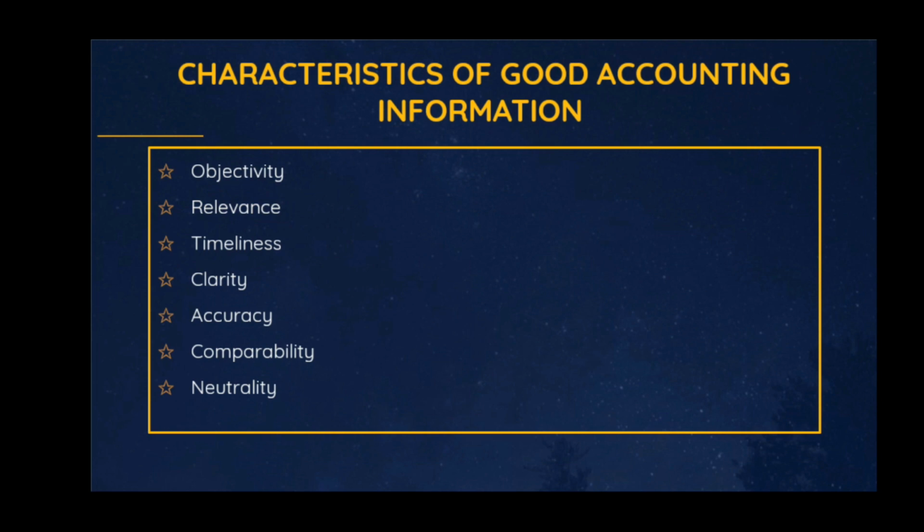There are many characteristics of good accounting information, but the major ones among them are: 1. Objectivity, 2. Relevance, 3. Timeliness, 4. Clarity, 5. Accuracy, 6. Comparability. The last one I will be discussing is neutrality. Let's take these characteristics one after the other.